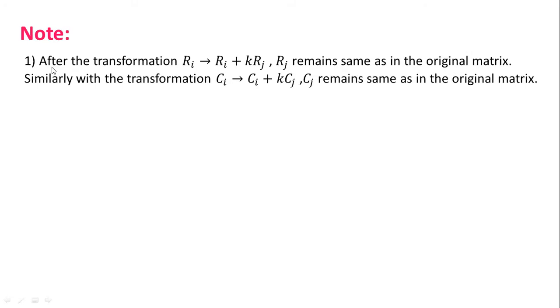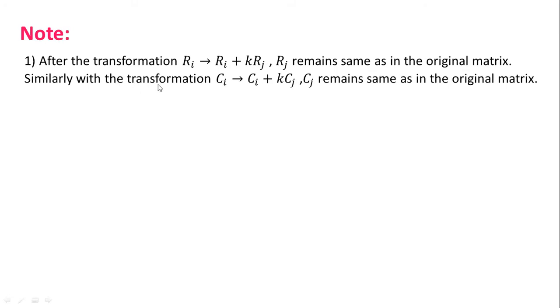So these are all three elementary transformations. Now let us take a note here. See here, number 1, after the transformation Ri changes to Ri plus k into Rj, Rj remains the same as in the original matrix. Just as in this example we have seen, no change in Rj; we have to change Ri, just adding k into Rj. So Rj remains the same as in the original matrix.